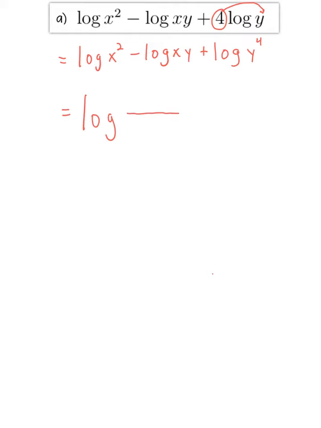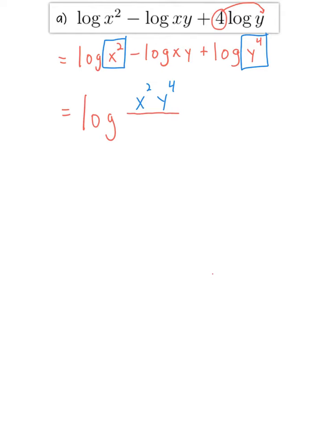The first and last logs are both positive because there's no negative out in front of this first log, and then this is added. There's a plus in front of the last log. So the first and last are positive logs, then the arguments of those two logs will go on the top of this fraction. So this x squared and this y to the 4th both come from positive logs, so they'll both go on the top of this fraction.